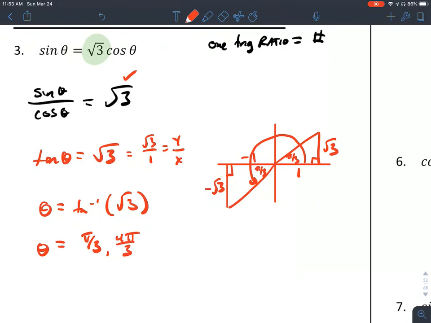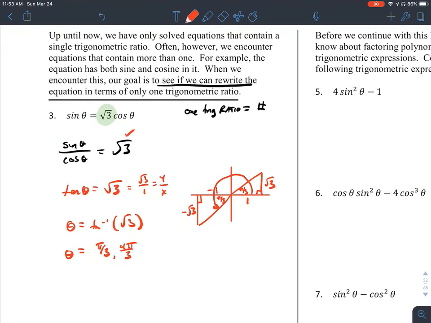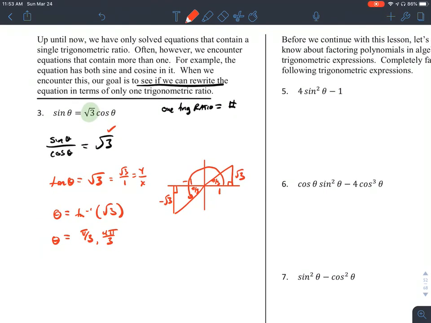Don't need to add any more angles to this because let's just assume that we're supposed to do one from 0 to 2 pi. The directions don't tell us. Hopefully they will when we're doing real problems here in the homework.